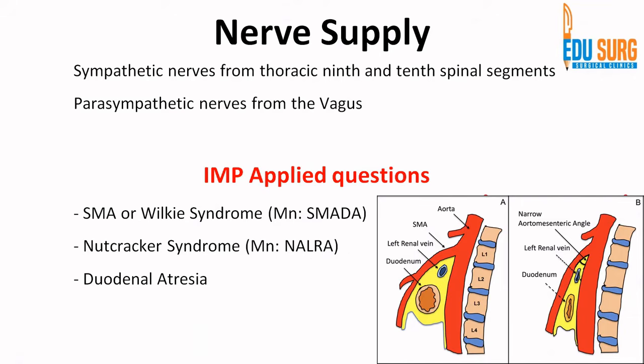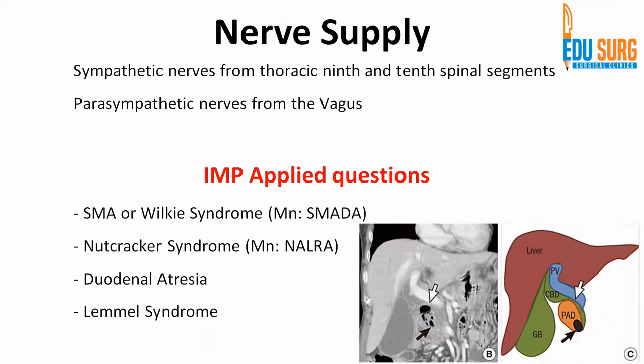Next is duodenal atresia. I'm sure most of you have commonly seen it in the pediatric age group. One important applied anatomy here in the second part of the duodenum is a duodenal diverticulum, causing compression of the bile duct and leading to obstructive jaundice. This is known as Lamel syndrome. Okay. So Lamel syndrome is nothing but a duodenal diverticulum, usually from the second part of the duodenum, leading to compression of the bile duct. So that is Lamel syndrome.